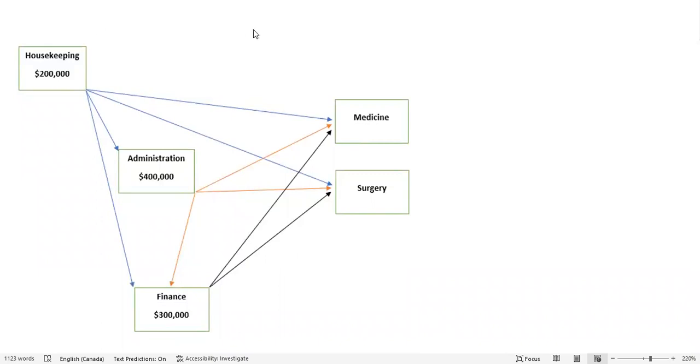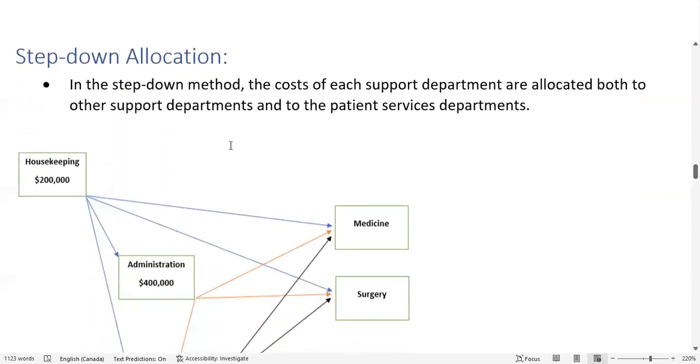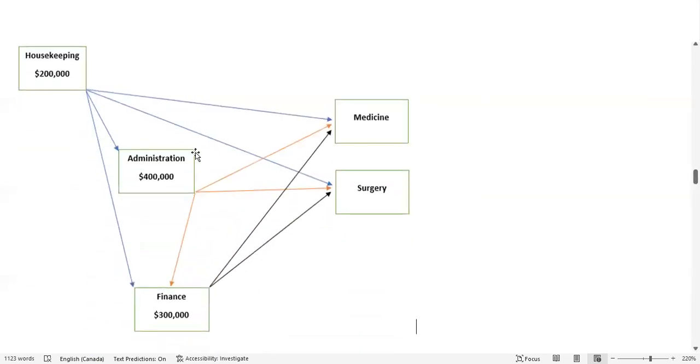So the figures on your left, which are housekeeping, administration, and finance, are your support departments, whereas the patient service departments are your medicine and surgery. In this example, as you can see, the costs for each support department are allocated to the other support departments plus the patient service departments. So for housekeeping, you can see that the arrows are pointing to administration, to finance, medicine, and surgery.